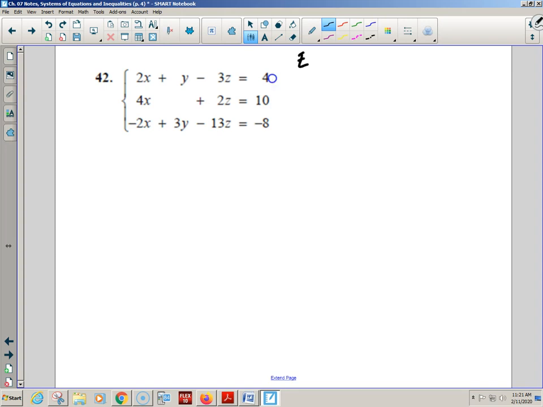I'm going to eliminate the x's in the following. I'm going to eliminate in 1 and 2. Now, hold on. In 1 and 2, I can't just add 1 plus 2 or do 2 minus 1. I need to do negative 2 times 1 plus 2. Does that make sense?